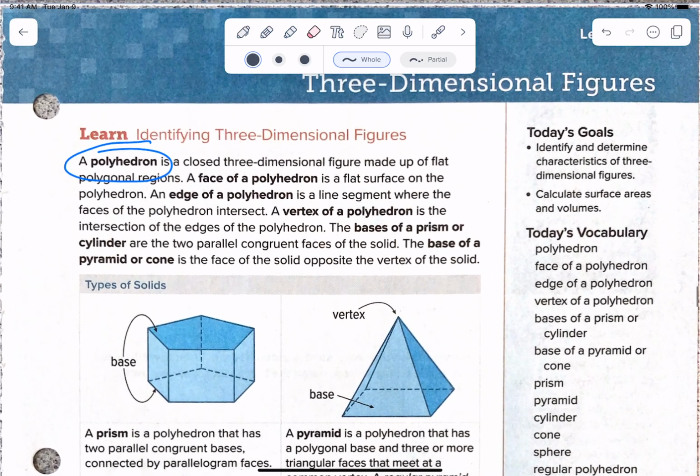They start us off with 3D figures, talking about polyhedrons. That's the first word. I'm going to circle that one. Polyhedron. Do you remember the other day when we talked about polygons?